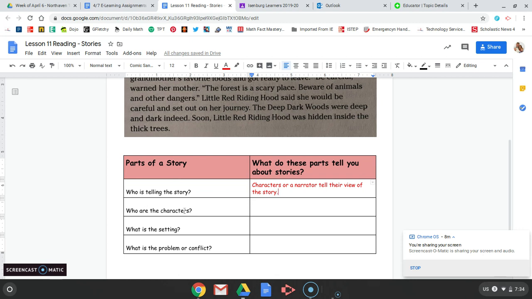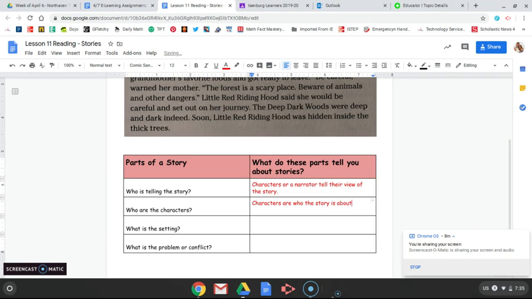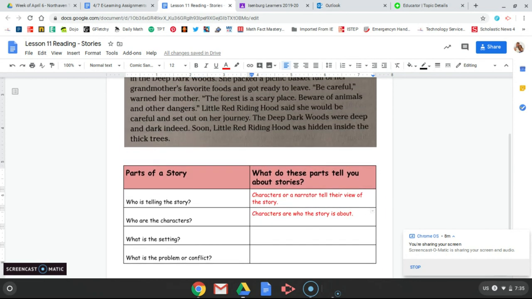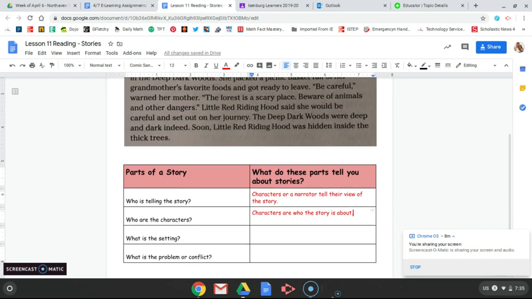Who are the characters? Well, that's obviously who the whole story is about. So the characters tell you who the story is about. Characters are who the story is about. Okay, so it gives you the main people in the story or the main, could be even animals.